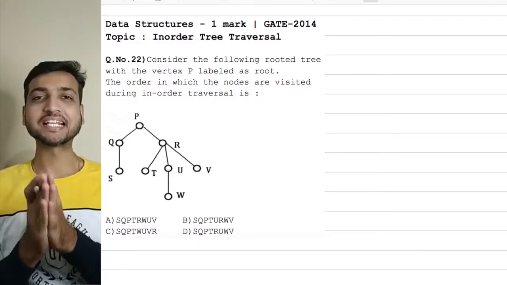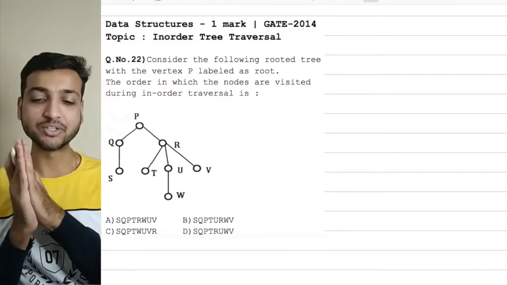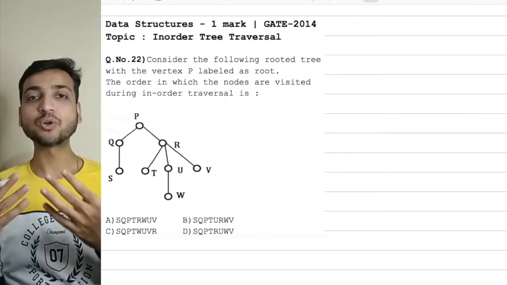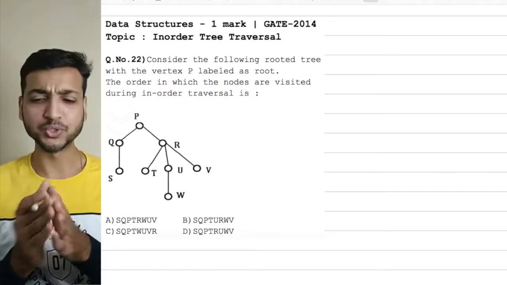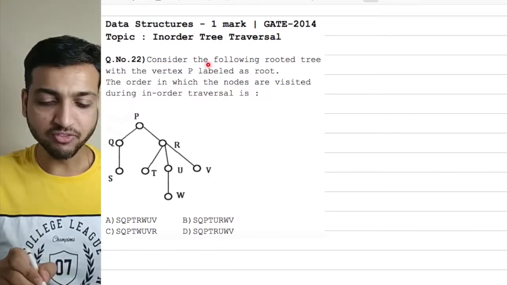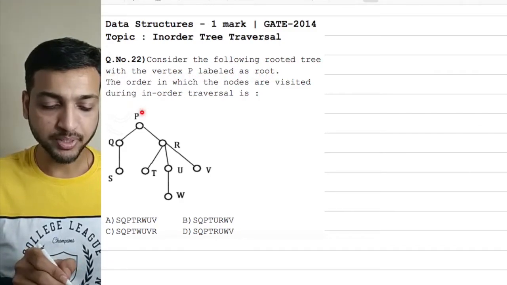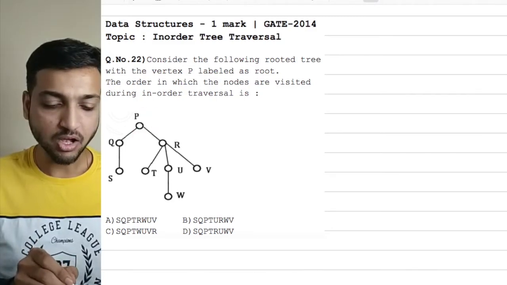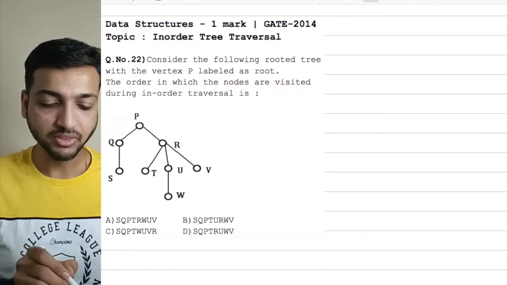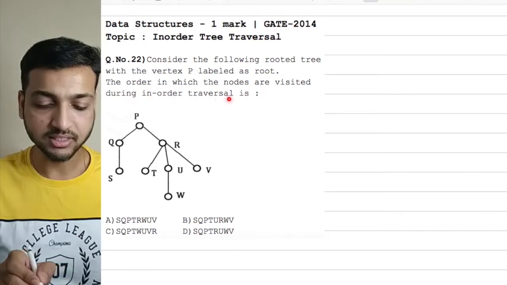So in this video, we're going to see a data structures question from GATE 2014, and the topic is Inorder tree traversal. So let's read what the question is. Consider the following rooted tree with the vertex P labeled as root. So P is the root of the tree. The order in which the nodes are visited during the in-order traversal is.